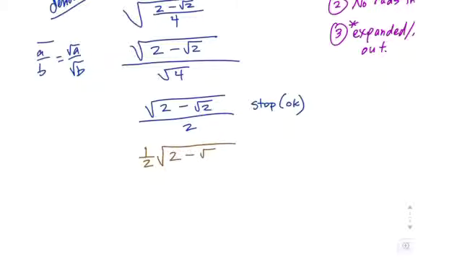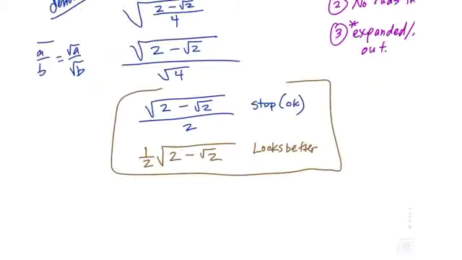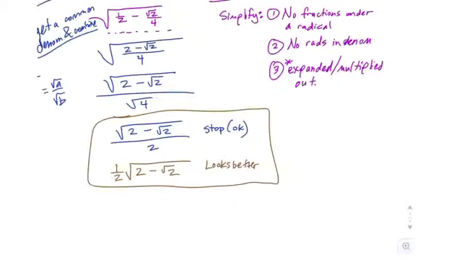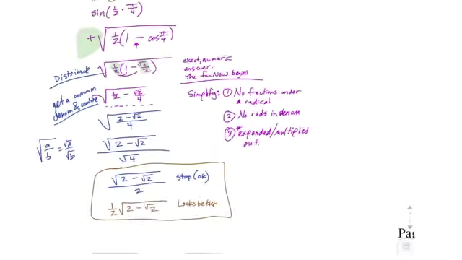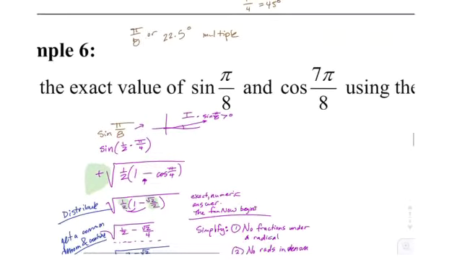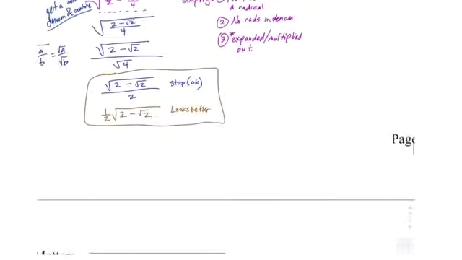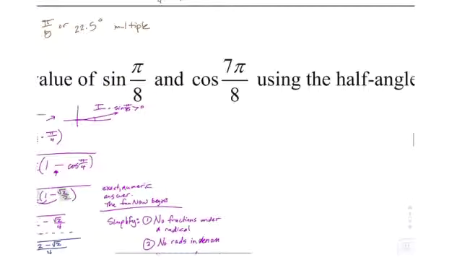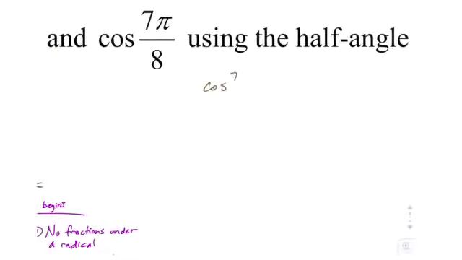That just looks better, because now you don't have a denominator at all. But either one of these would be okay. So notice we do have a radical under a radical. That's usually going to be the case when we have these half-angle identities. So, pretty nifty.